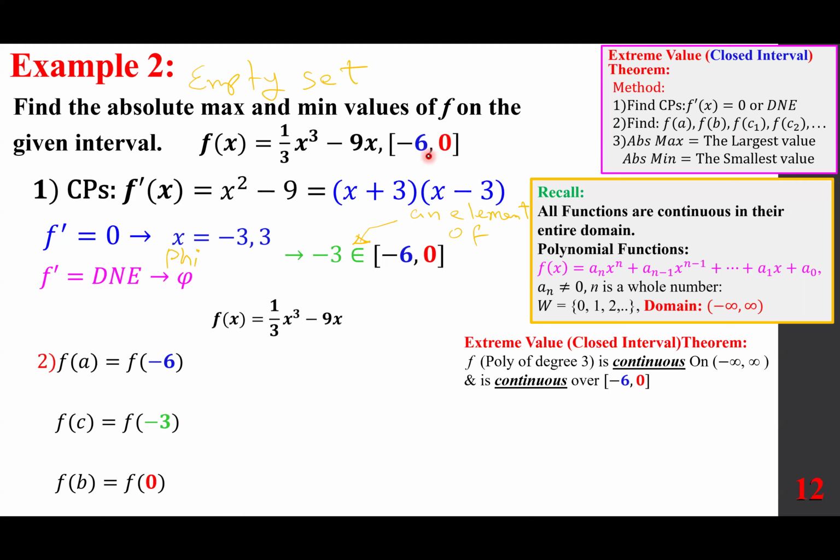So here's the original function. F of x is 1/3 x cubed minus 9x. We are going to put -6. 1/3 of -6 cubed minus 9 times -6. When you cube it, you get -216. If you multiply this by 1/3, that means divide by 3, that gives you -72. Negative times negative, positive 54. These two numbers add up to negative 18.